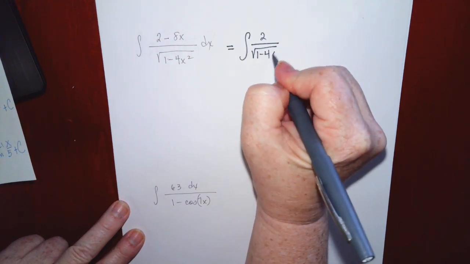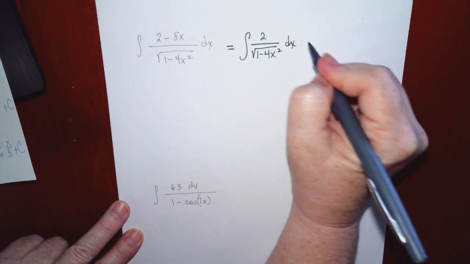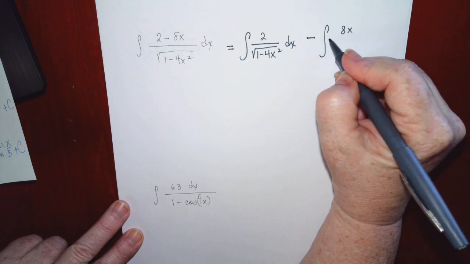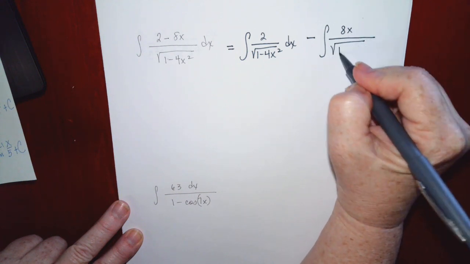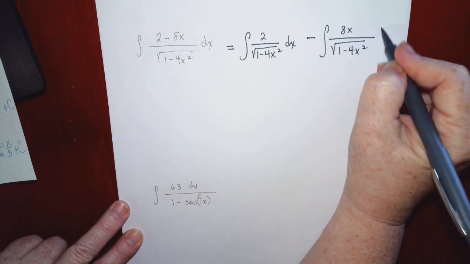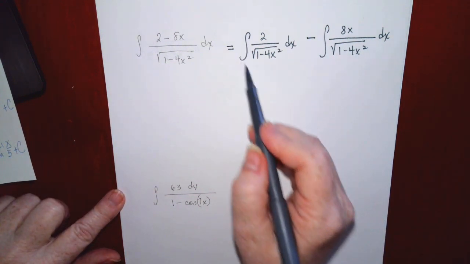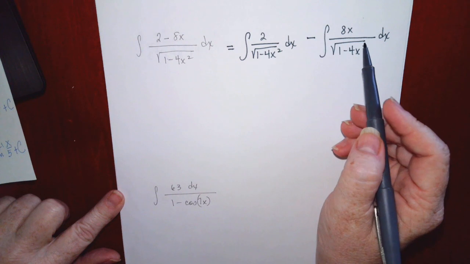So I'm going to rewrite that as the integral of 2 over the square root of 1 minus 4x squared dx minus the integral of 8x over the square root of 1 minus 4x squared dx. Now remember, you can separate across addition or subtraction in the numerator, but not the denominator. So I'm going to do different methods of integration on these two parts.